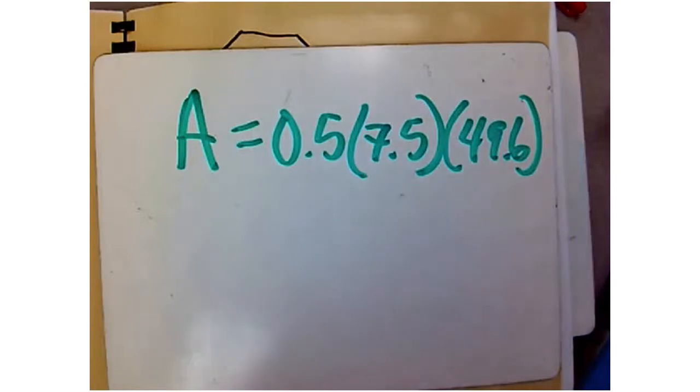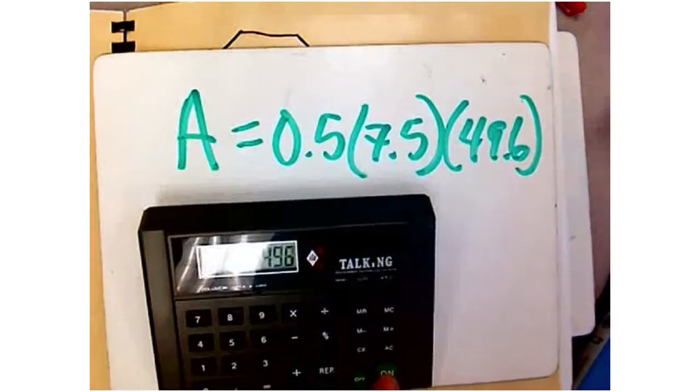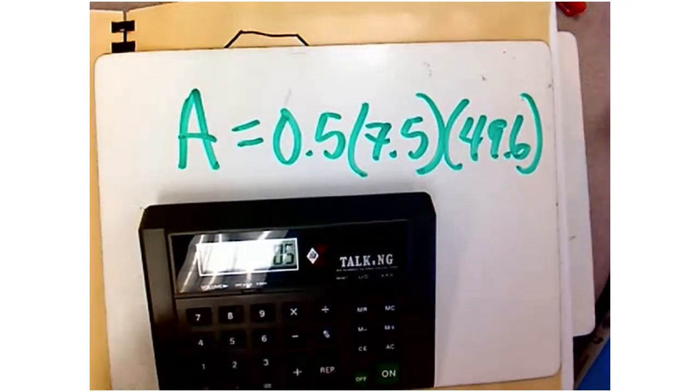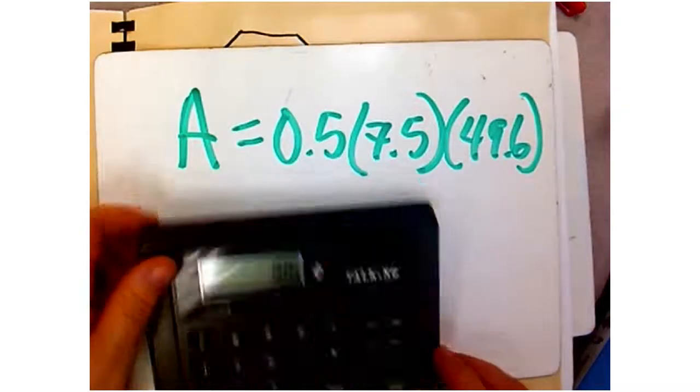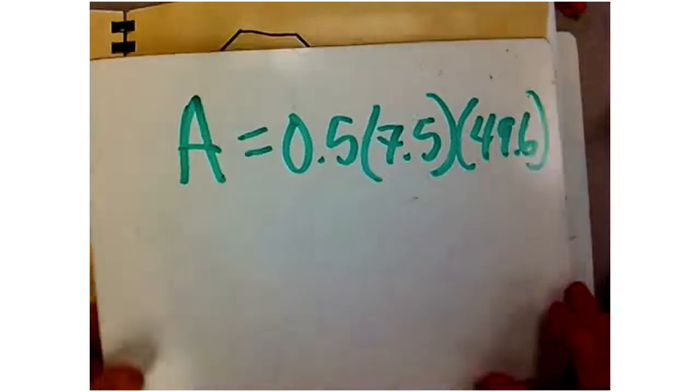It's going to be 7.25. What are we going to do? Oh, we do 1/2 times 7 and 1/2. So that times 7 and 1/2 times what? 49.6. Times 49.6. That's right. Yep. 0.5 times 7.5 times 49.6 equals 186. All right.